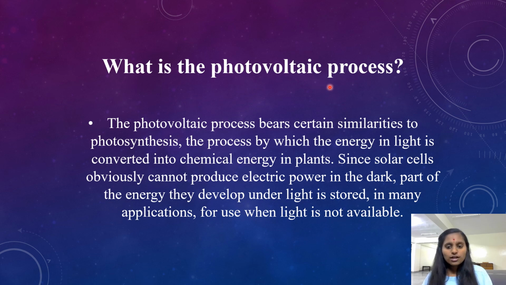What is the photovoltaic process? The photovoltaic process bears certain similarities to photosynthesis, the process by which the energy in light is converted into chemical energy in plants. Since solar cells obviously cannot produce electric power in the dark, part of the energy they can develop under light is stored in many applications for use when light is not available.